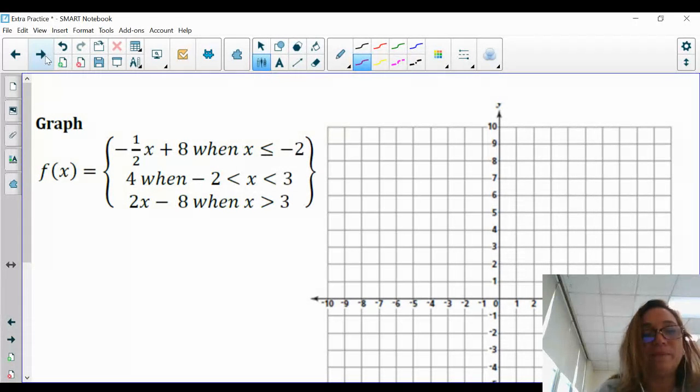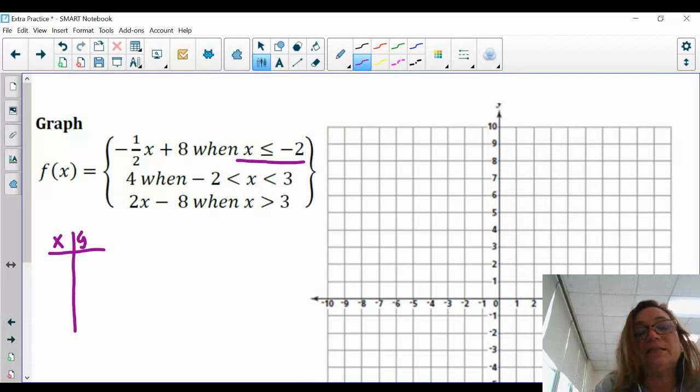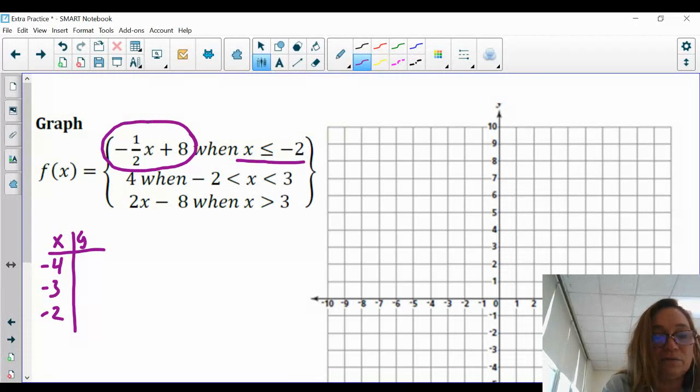Here's the last piece. All right, so I'm going to do this first part in purple since I already have purple out. And it says right here that x is less than or equal to -2. So I'm going to use -4, -3, and -2. And it says to use this function, so I'm going to use this to help me find my y values.